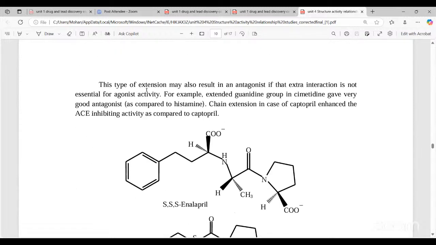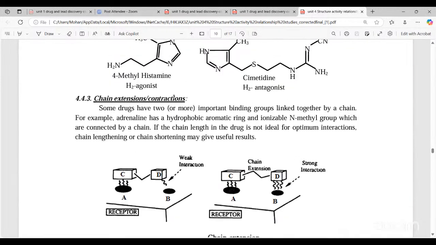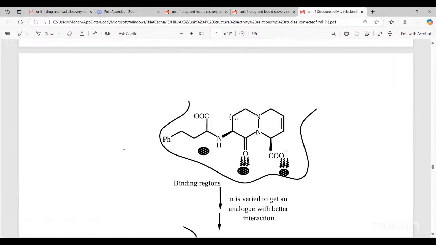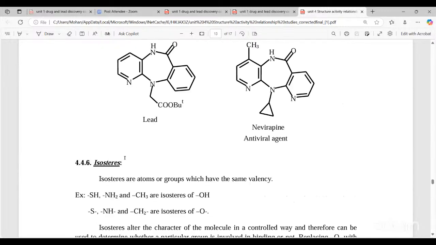This type of extension is also observed in captopril and enalapril, antihypertensive drugs, where the chain extension enhances the ACE inhibitor activity as compared to captopril. So chain extension and contraction are some of the objectives that can increase activity.